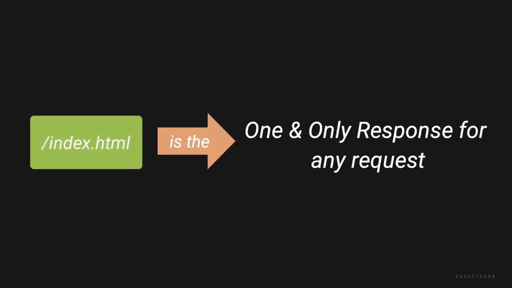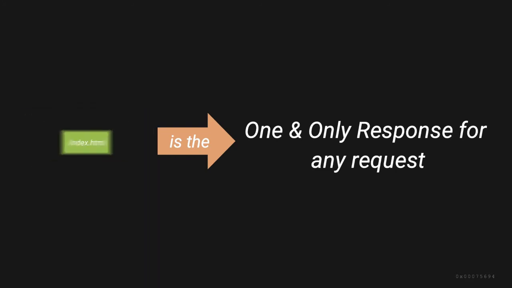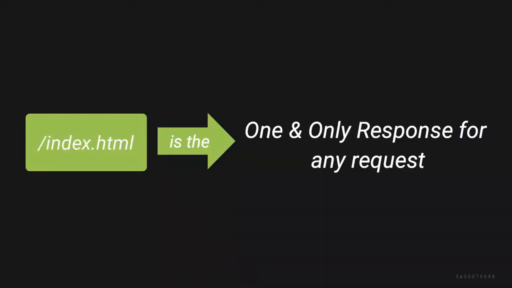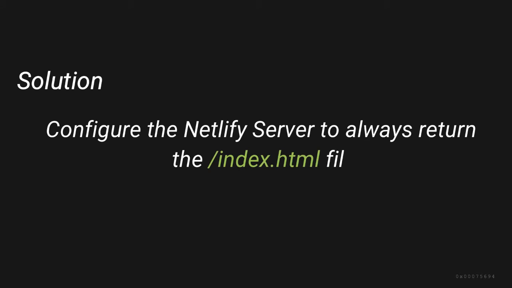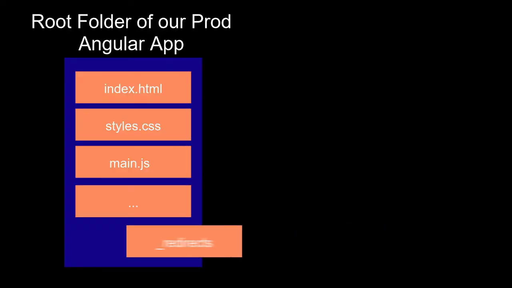What is the point of returning index.html? We already saw that if we return index.html as the response, it will subsequently download our complete application code including Angular. So once Angular gets loaded into the browser, it will do the route handling. In order to return index.html for any of the requests, we need to configure our server. How to configure our server? By adding a _redirects file into our production code.